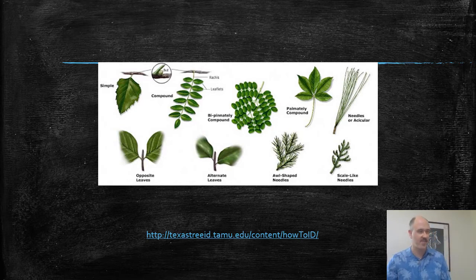Kind of interesting. Of course, a lot of conifers have needle or scale-shaped leaves, so you can see that information there. By the way, the link right here is a really good link if you get stuck and you want some more terminology. There's a lot of great pictures at that website at the bottom of the screen.